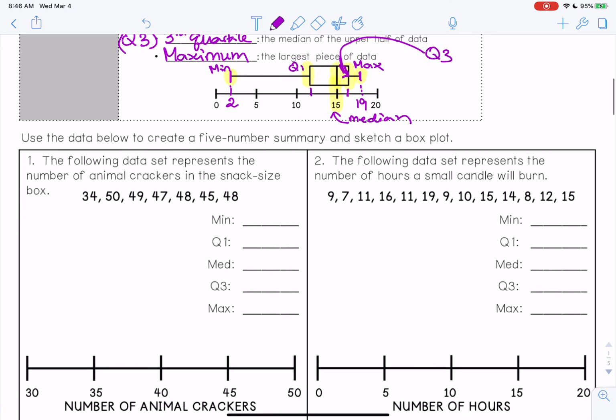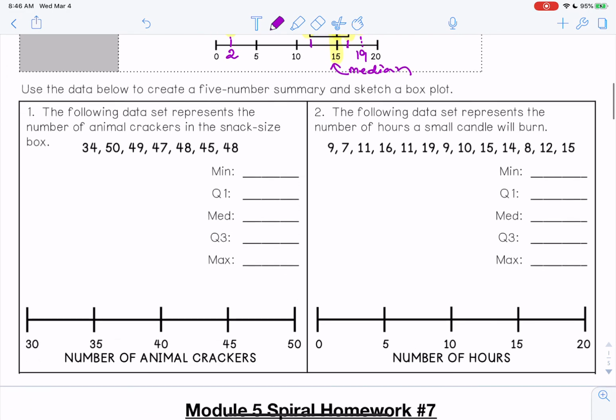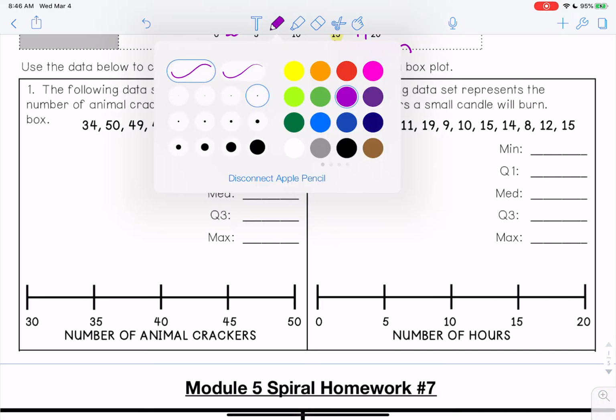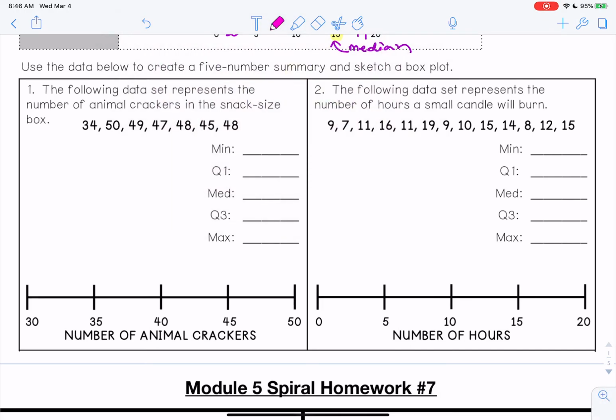Use the data below to create a 5-number summary and sketch a box plot. The following data represents the number of animal crackers in a snack size box. So we have the data. The first thing we should do is order it from least to greatest. So we're going to have 34, 45, right? 34, 45. We have 47, 48, 48, 49, and then 50.